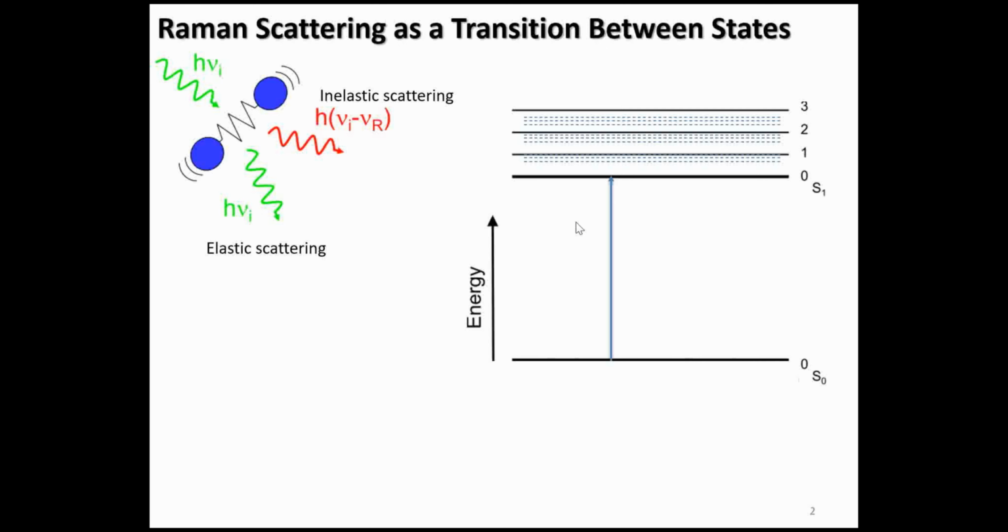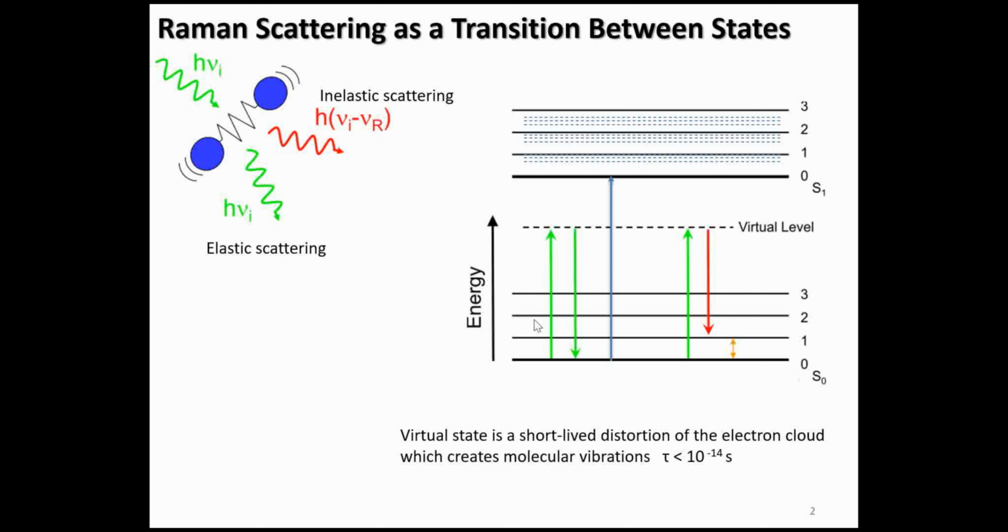There is a virtual level shown. A virtual level is a very short-lived distortion of the electron cloud, very momentary. Some energy is absorbed and then re-emitted. If it is re-emitted with the same energy, that is Rayleigh scattering, without any change in energy, and if there is a change, then that is inelastic. One of them will be Raman.